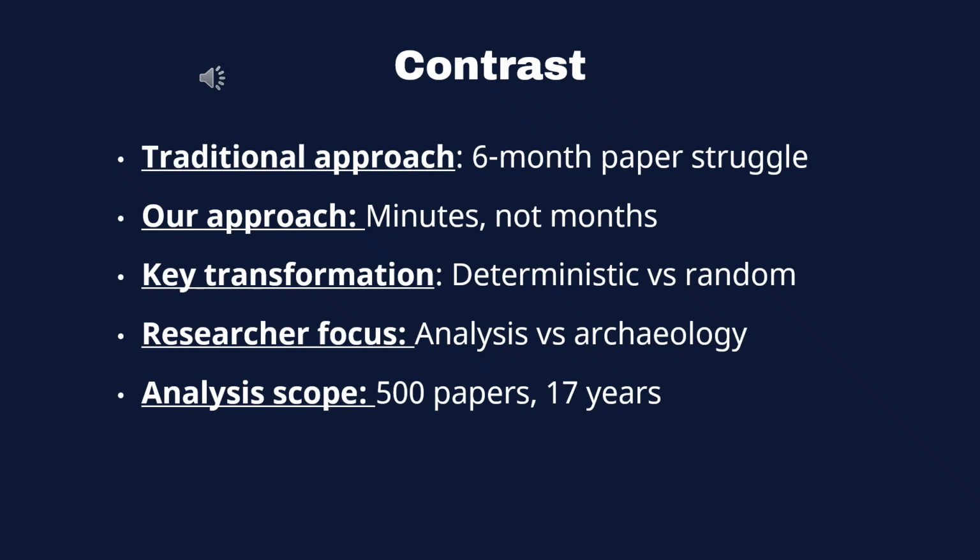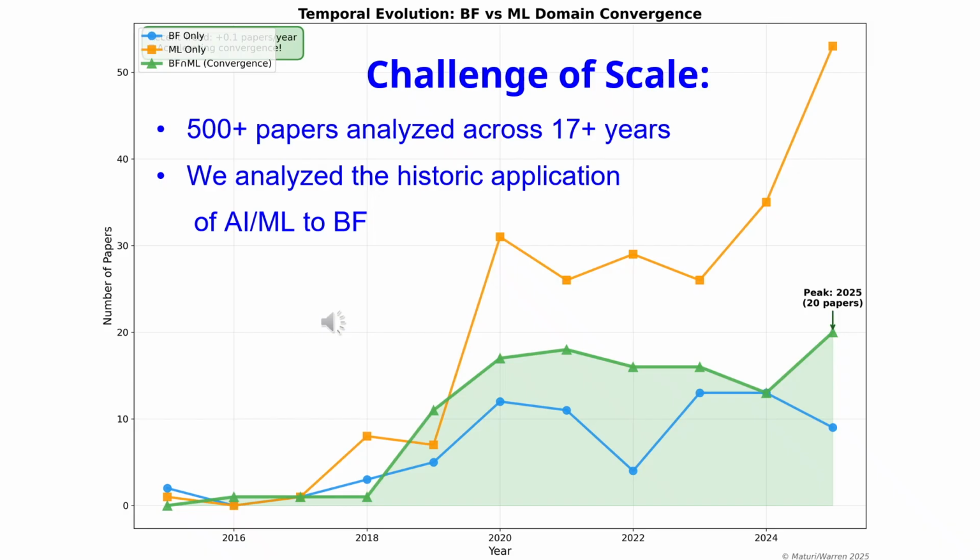Consider breadth and depth. We are analyzing 500 papers spanning 17 years, a complete evolution of two fields in 6 minutes instead of 6 months. This chart reveals the growth of two different domains and their intersection. Consider the green area, that's beamforming and machine learning intersection. The problem isn't just the number of papers, it's the acceleration.